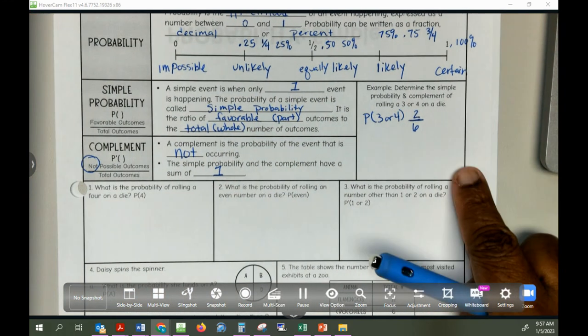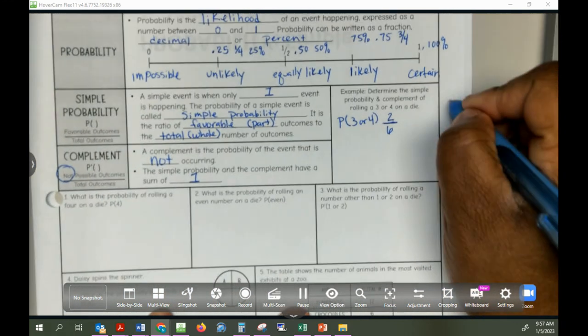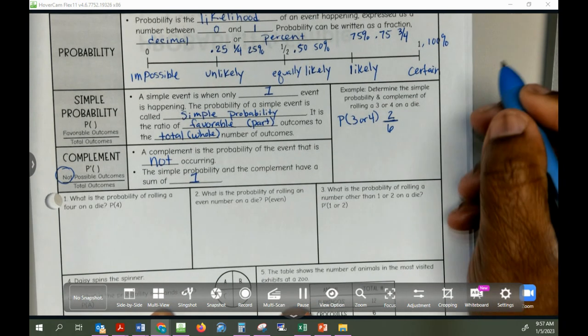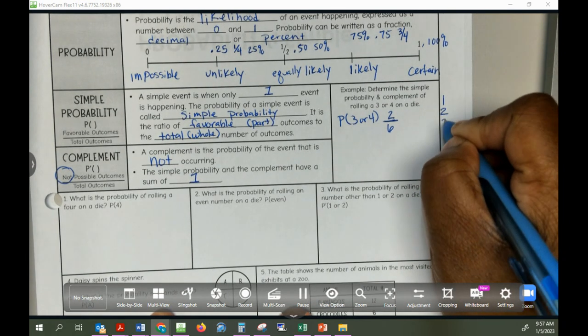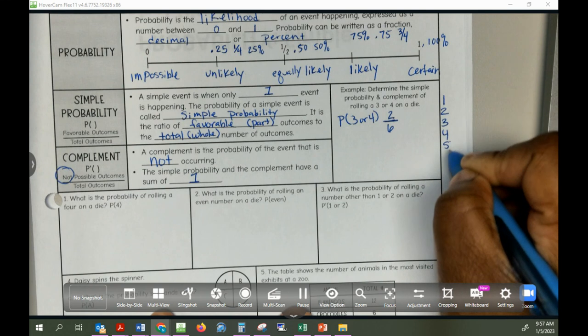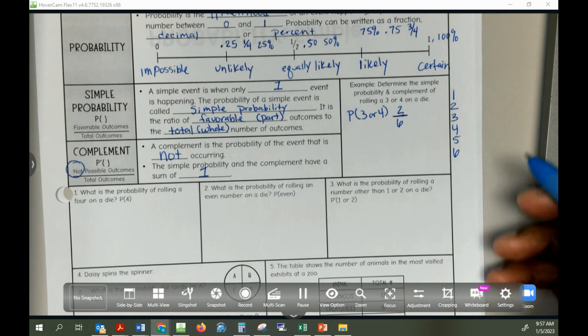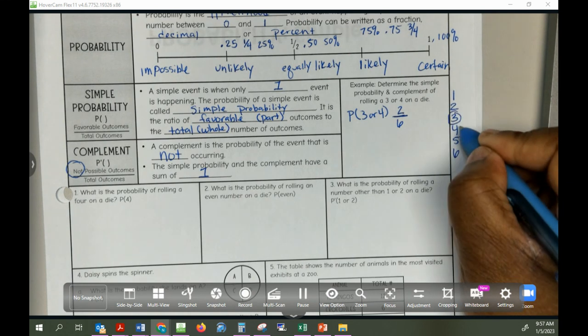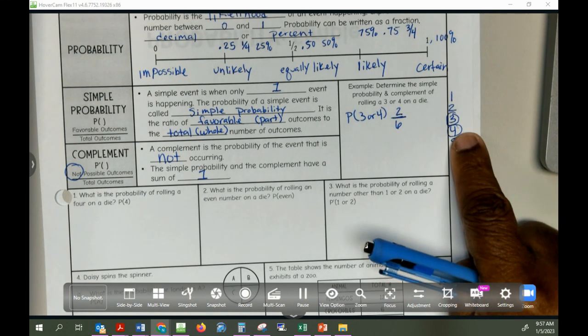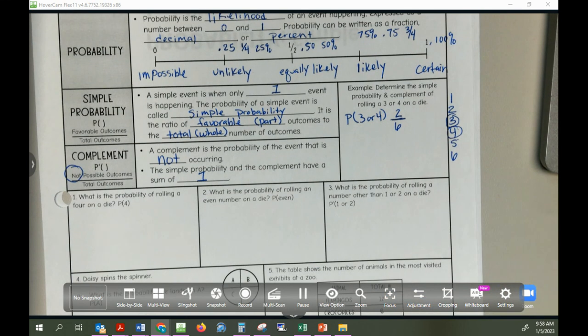And for those that still can't fathom that, on the side, I want us to write out all the numbers that are on the dice. So 1, 2, 3, 4, 5, 6. And we were trying to get a 3 or a 4. So a 3 or a 4, that's 2 out of the 6 numbers.